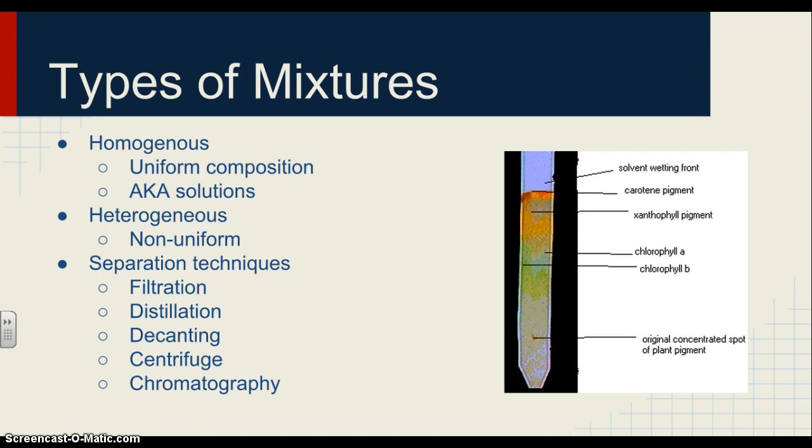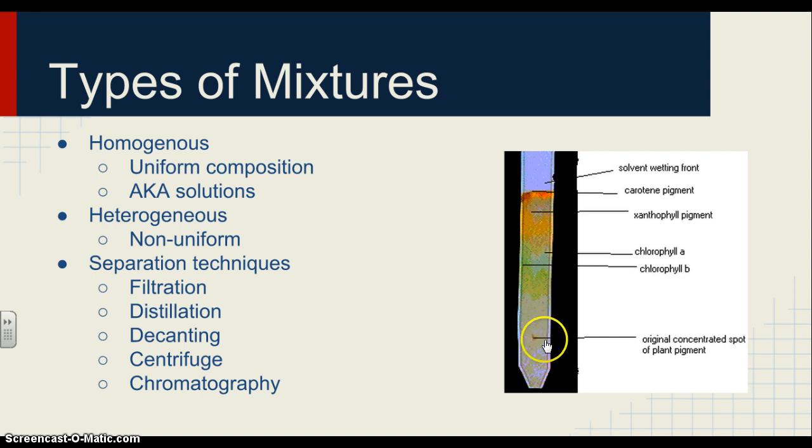And chromatography. Chromatography is probably one of the more complicated types of separation techniques, but due to molecular attractions between different things, some things, for example, are attracted well to water, and some things aren't attracted well to water or other liquids. So there is a technique called chromatography where you separate things based on their attraction to certain liquids or solids.